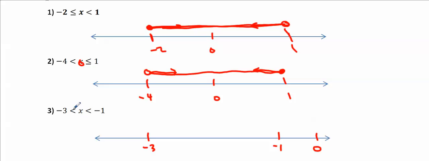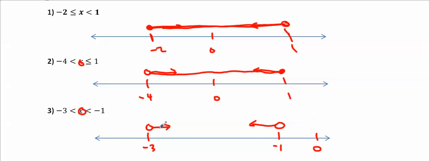You should have gotten an open circle on -3 because it's not equal to, so it's not included. Open circle on -1 because it's also not equal to, so it's not included. I'm going to plug in 0 there. Is 0 greater than -3? Yes, it is. So I'm going to go toward 0. Is 0 less than -1? No, it's not. So I'm going to go away from the 0.